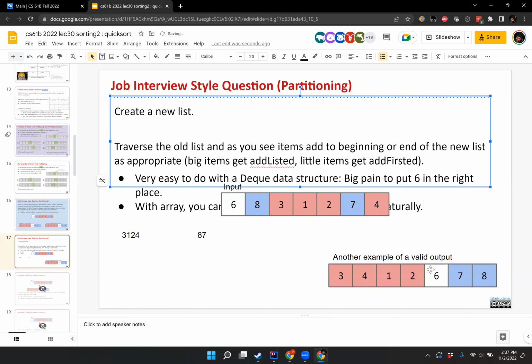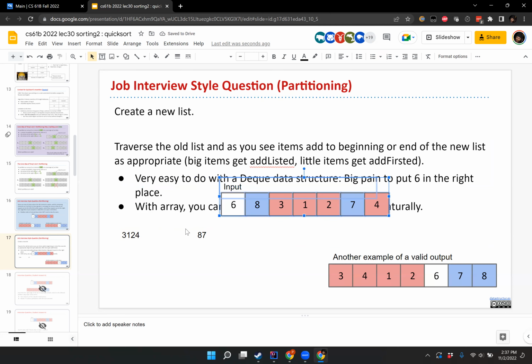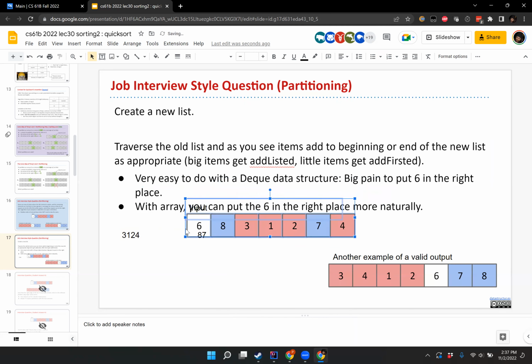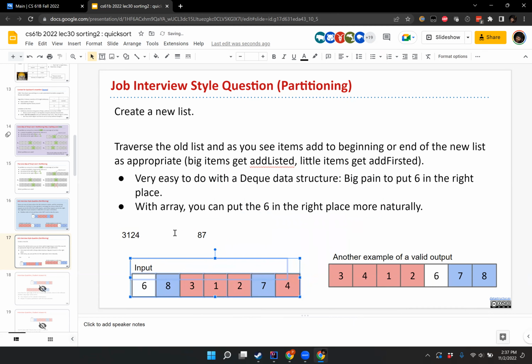And I put words in your mouth. You didn't say a deque. I did. Okay, all right. So I think using an array, there's a more natural approach. And in your approach, you'd end up with 8, 7, I think, right? Or 7, 8 rather. Yeah. Okay.